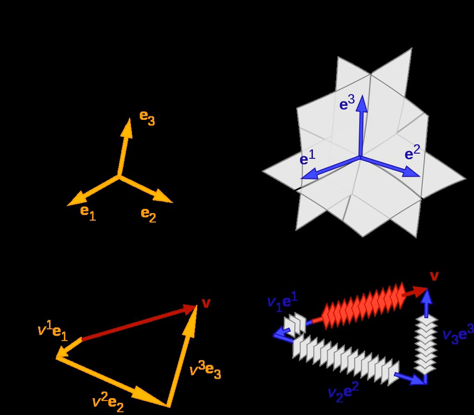The terminology is justified because under a change of basis, v f A equals A^-1 v f, and v sharp f A equals A^T v sharp f.